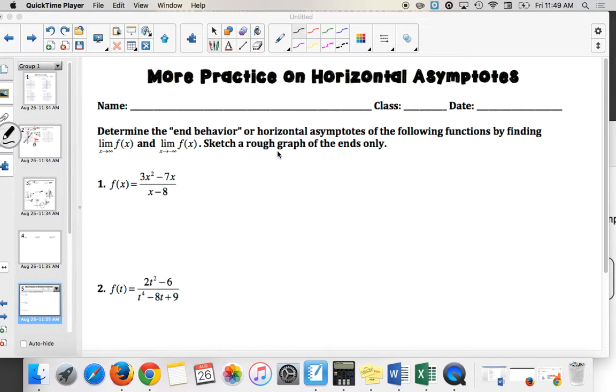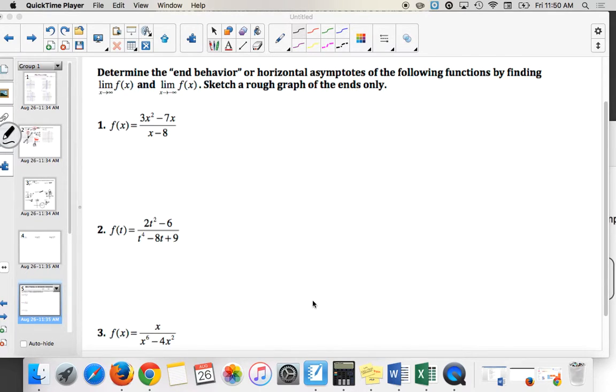All right, so then we're going to do a rough sketch of the ends only because it makes it easier for me to grade. So you're going to be nice to your teacher. You like me in a happy mood when we're grading, right?